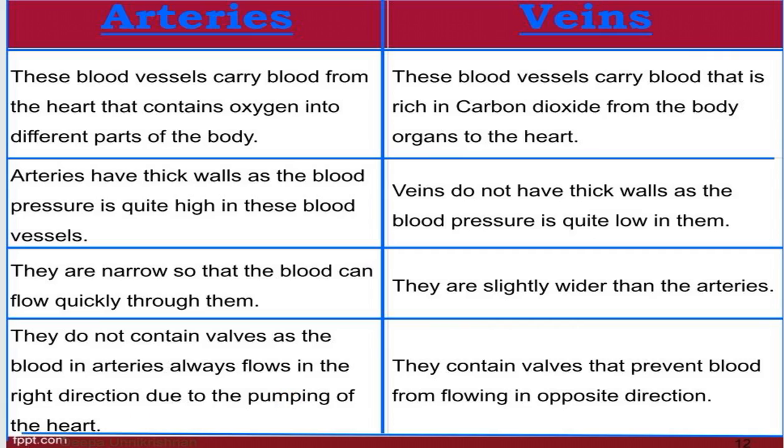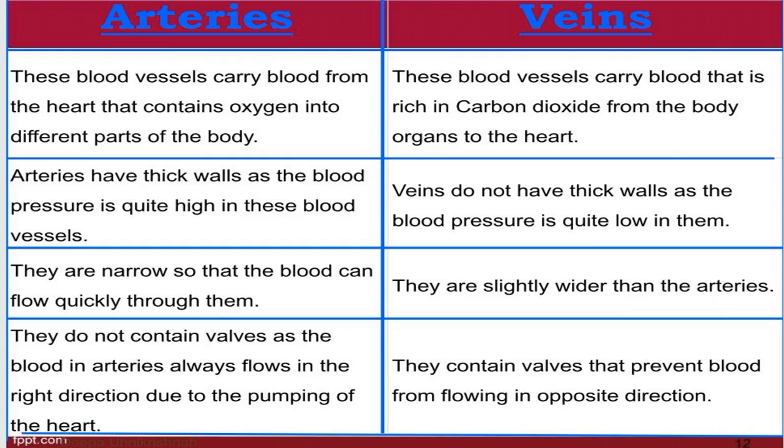What is the difference between arteries and veins? Arteries are the blood vessels that carry blood containing oxygen from the heart to different parts of the body, while veins are blood vessels which carry blood rich in carbon dioxide from the body organs to the heart. Next, arteries have thick walls as the blood pressure is quite high in these blood vessels, while veins do not have thick walls as the blood pressure is quite low in them.